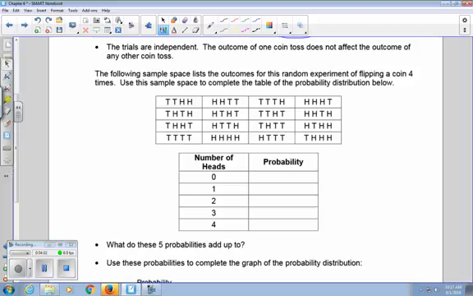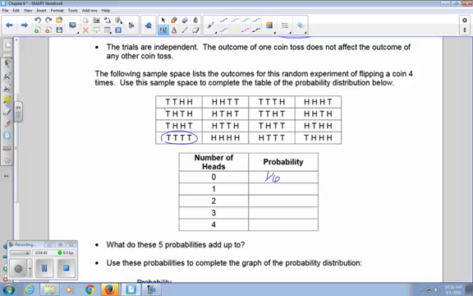So the following sample space lists the outcomes for this random experiment of flipping a coin 4 times. So for example, one possibility would be getting tails, tails, heads, heads, or tails, heads, tails, heads, and so on. And you can see that there are 16 possible outcomes in our sample space. So what is the probability of flipping 0 heads? That happens when we only flip tails, and that only happens 1 time in our sample space, so that would be 1/16. What's the probability of flipping just 1 head?